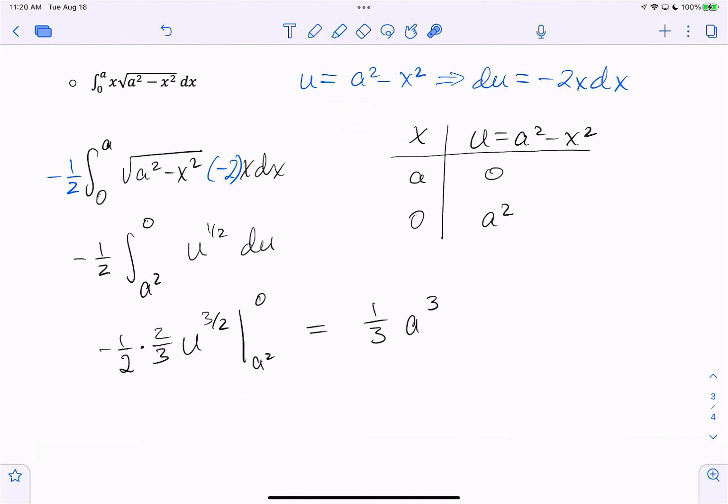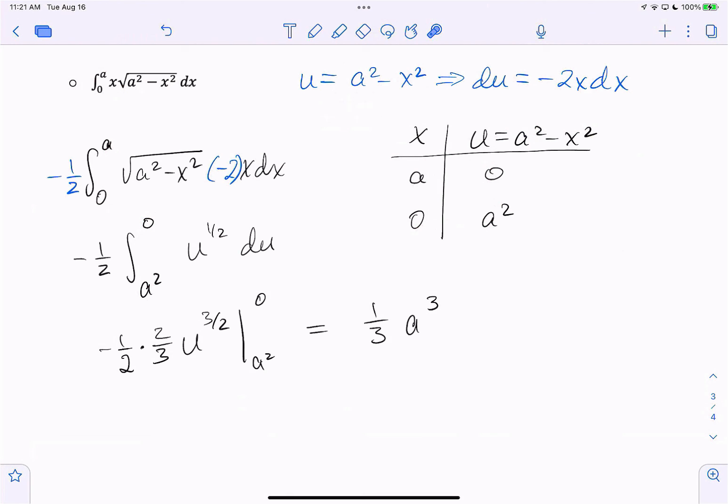Our substitution is u is equal to a squared minus x squared, so du is negative 2x dx. I went ahead and wrote down the change of limits. So 0 is the lower limit, a is the upper limit. But with our substitution, 0 maps to a squared and a maps to 0. Folks, those go in the exact same places, positionally, that they were. I don't just randomly put the biggest number at top all the time. It matters what they map to.